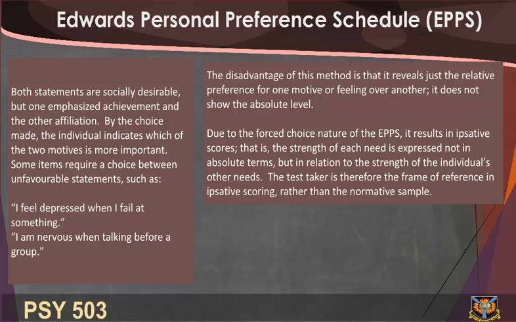The disadvantage of this method is that it reveals just the relative preference for one motive or feeling over another. It does not show the absolute level. Due to the forced-choice nature of the EPPS, it results in ipsative scores. That is, the strength of each need is expressed not in absolute terms, but in relation to the strength of the individual's other needs. The test taker is therefore the frame of reference in ipsative scoring rather than the normative sample.